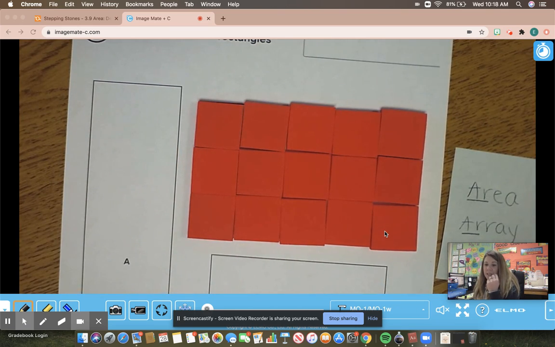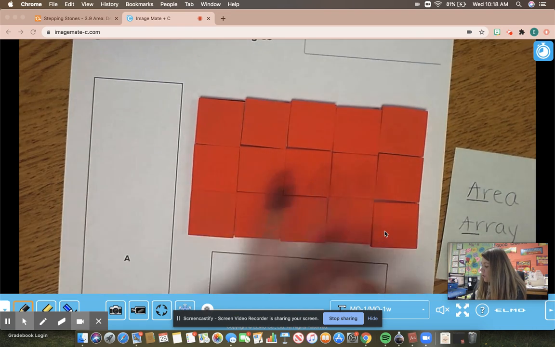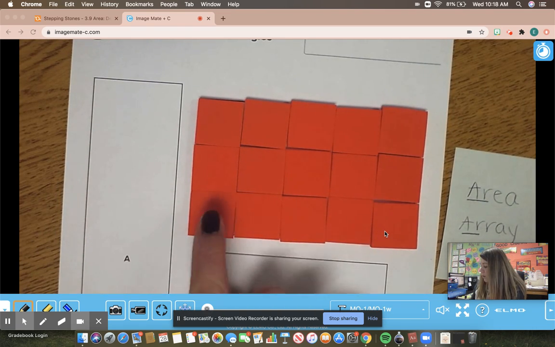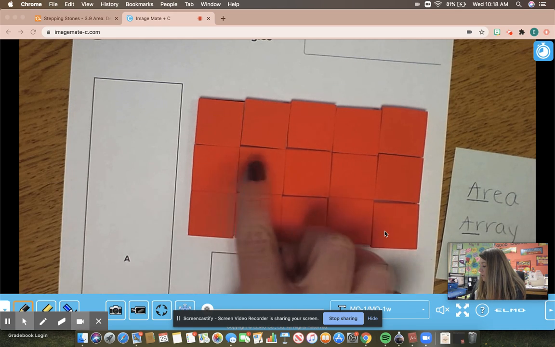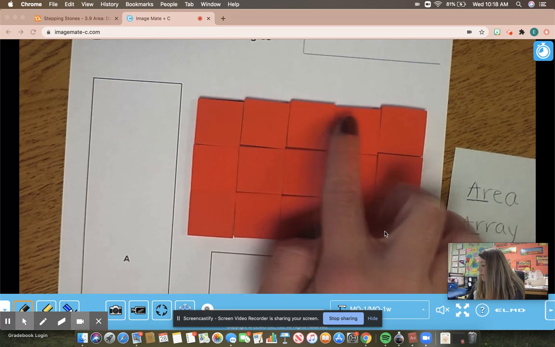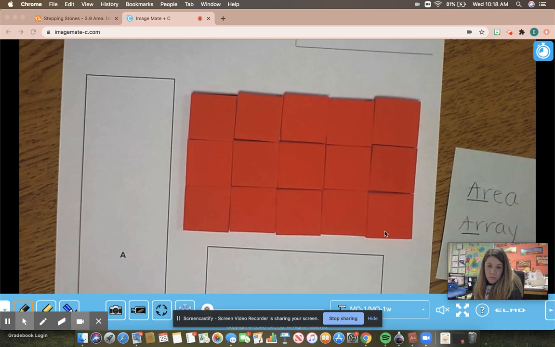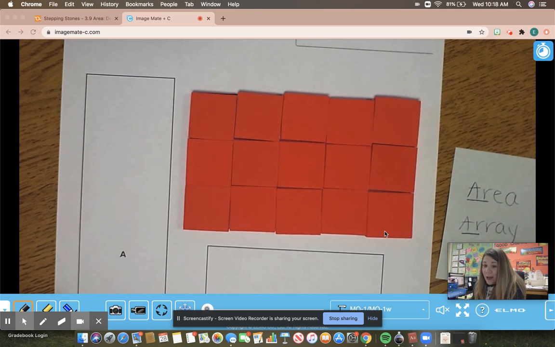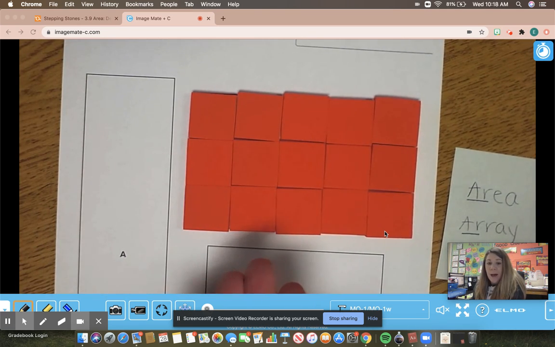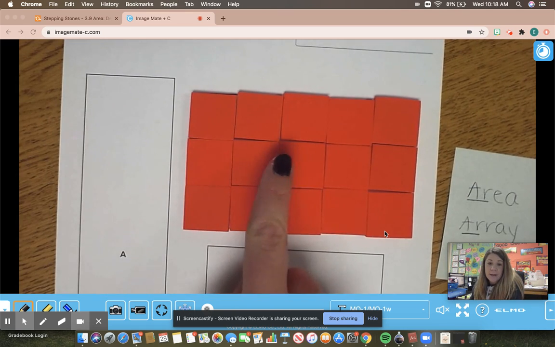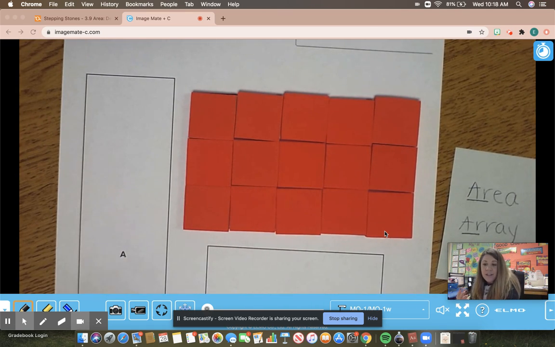All right. So I have these tiled blocks in my array or in my shape. And now I need to think, how many rows are there and how many are in each row? Well, I have 3 rows with 1, 2, 3, 4, 5 in each row. So if I asked you right now, how many tiled blocks do I have? Hopefully you're doing 3 times 5. That's really what we're doing when we're finding the area.